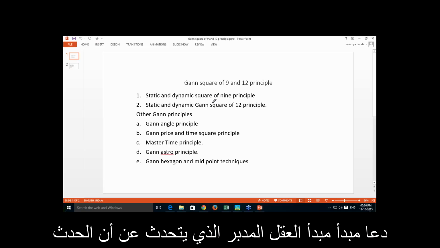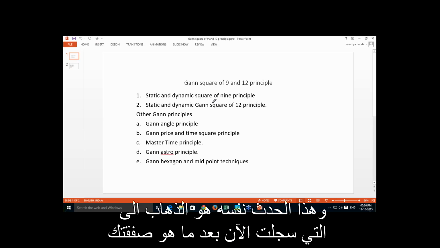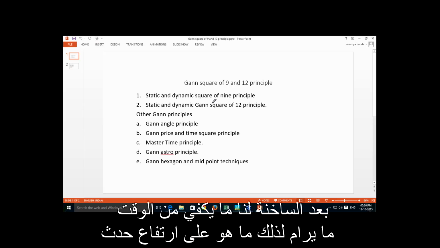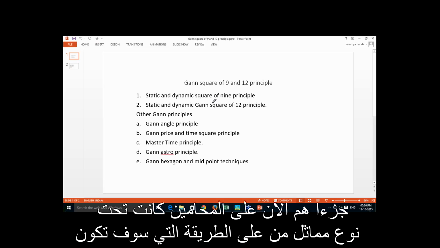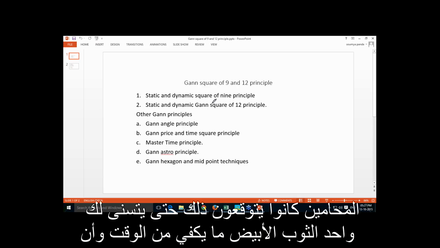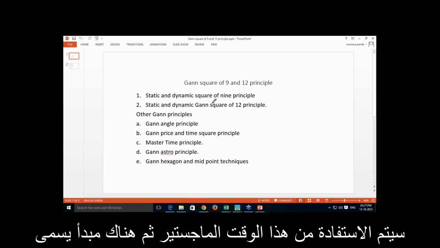Then you have a principle called the master time principle, which speaks about the event which has occurred now, and after what duration that same event is going to reoccur. Suppose one high has happened, after what duration of time a similar high will occur, or one low has happened and after what duration another low is expected. You will learn that from this master time principle.